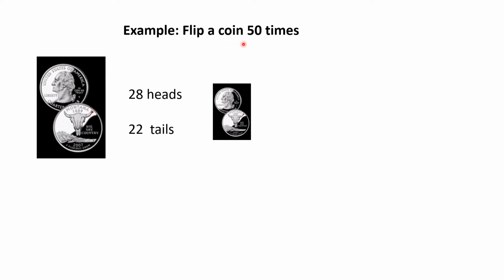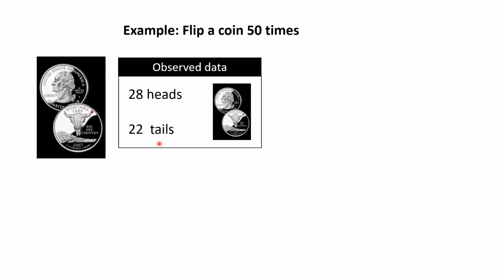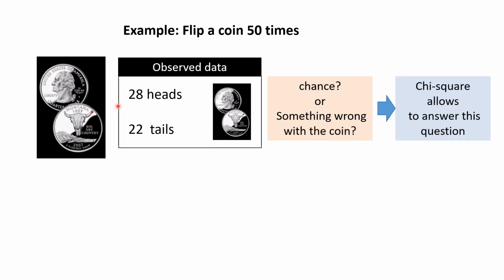So imagine that you flip a coin 50 times and you get 28 heads and 22 tails. You ask yourself, okay, did this happen by chance, or is there something wrong with the coin? This is your observed data, and your expected data will be to get 25 and 25. But of course, it will be very difficult to get 25 and 25 with such a small number of samples. So chi-square can allow you to answer this question: is there a problem with the coin, or did this happen just by chance?